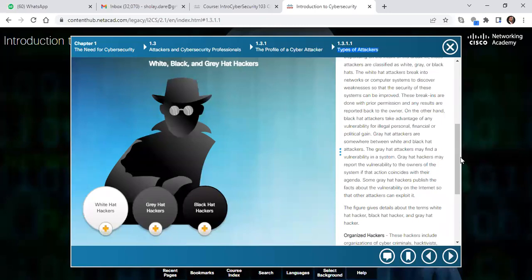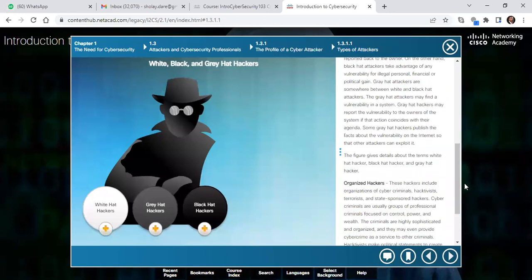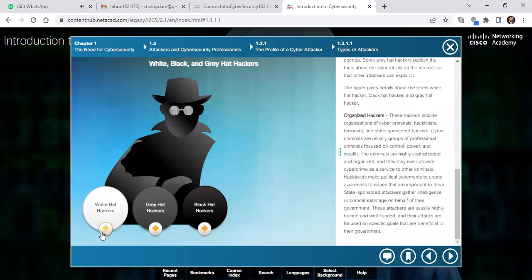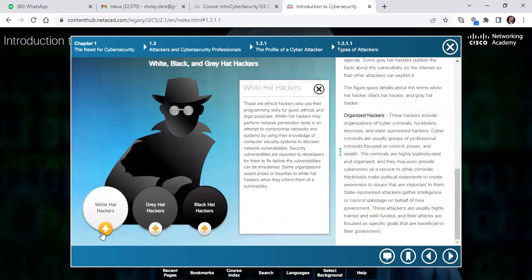Then we have the one that is gray. The gray hat attackers may find a vulnerability in your system. Gray hat hackers may report the vulnerability to the owners of the system if that action coincides with their agenda. Now, some gray hat attackers publish facts about the vulnerability on the internet so that other attackers can exploit it. Okay, that is what the gray do. All right, so the gray and black are more of, they are not the good side. Okay, so the figure gives the details of what they are, which you can also go through later and read about them, how they work.